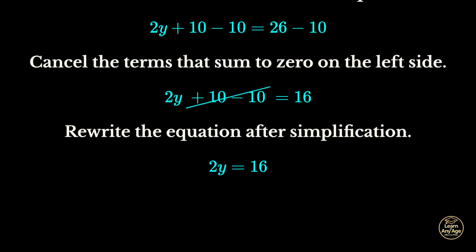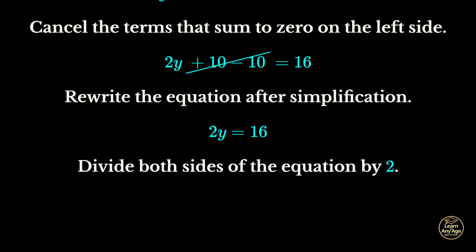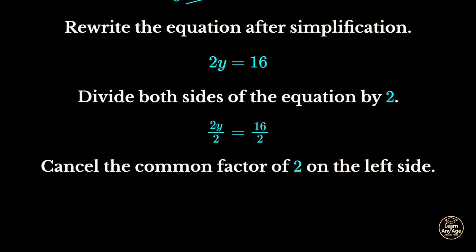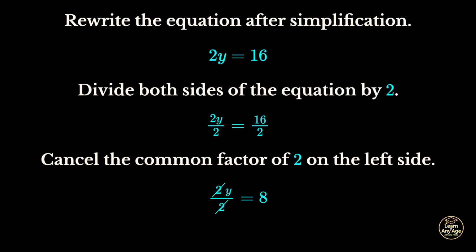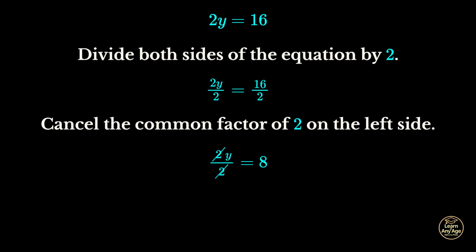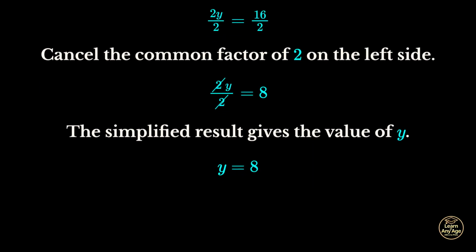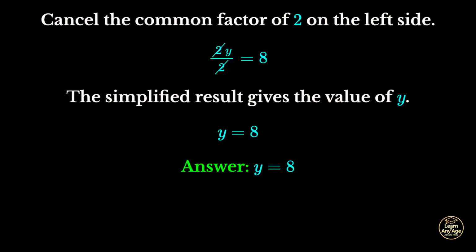2y equals 16. Divide both sides of the equation by 2. 2y over 2 equals 16 over 2. Cancel the common factor of 2 on the left side. y equals 8. The simplified result gives the value of y. Answer: y equals 8.